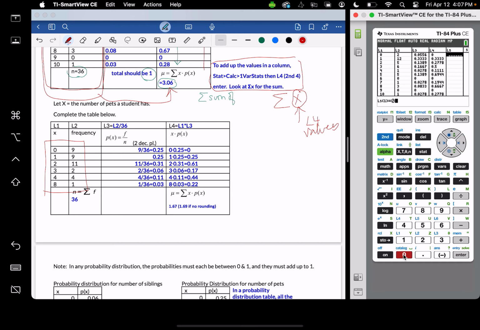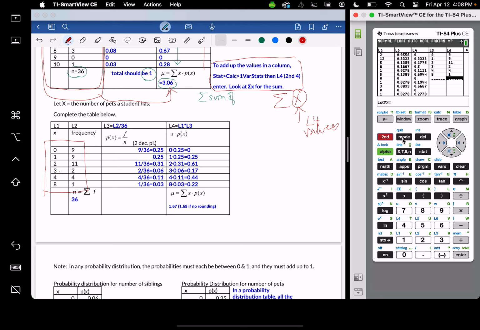So I'm going to put in 0, 1, 2, 3, 4, and 8. And then the frequencies, 9, 9, 11, 2, 4, and 1. So only one person in the class had 8 pets, 4 people had 4 pets, 2 people had 3 pets, 11 people had 2 pets, and so on. So I don't have any more columns left to continue my process.